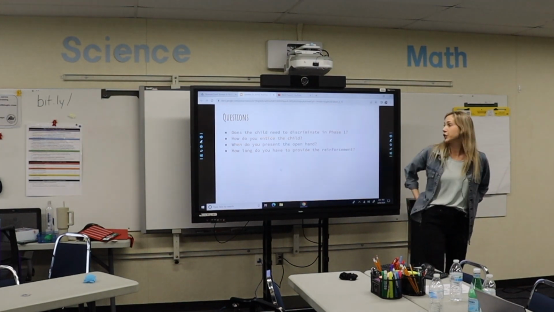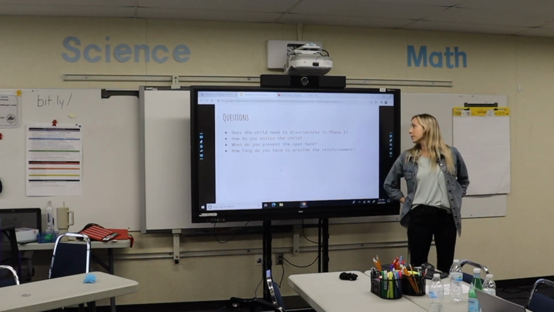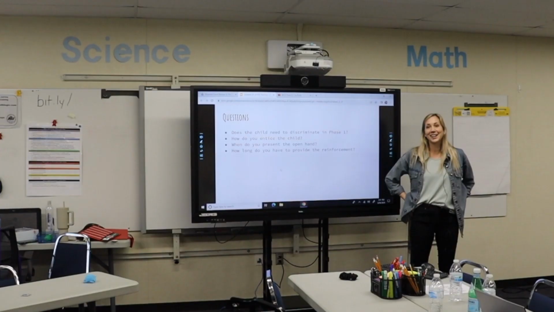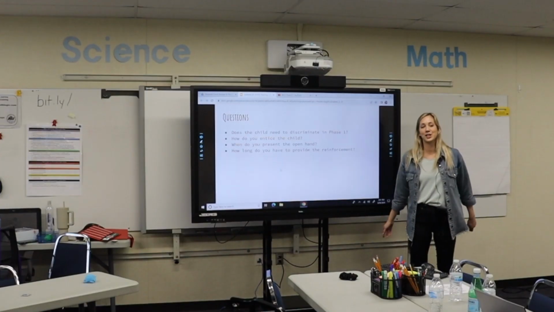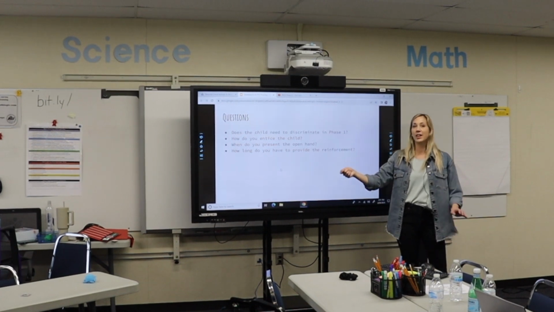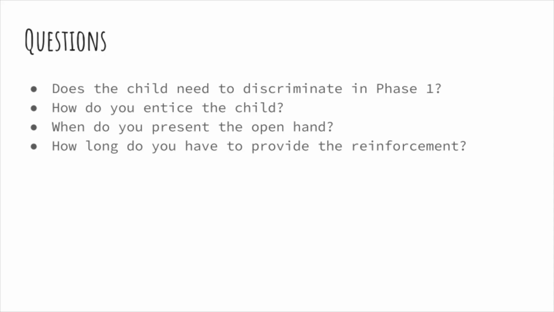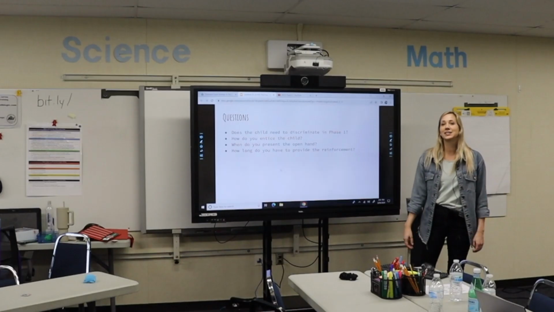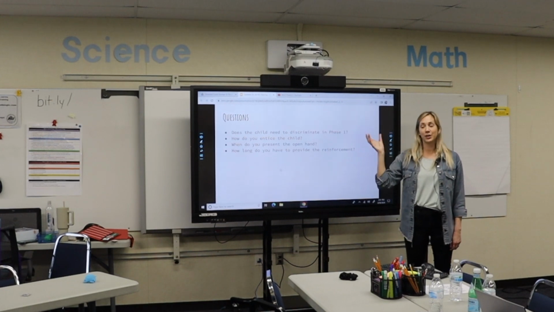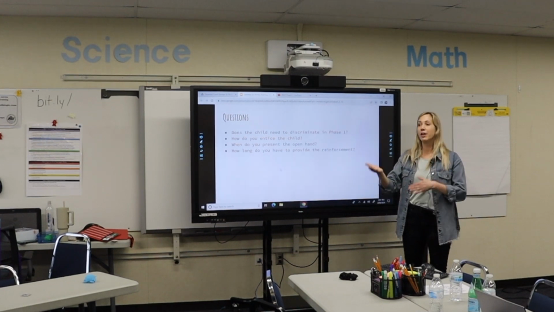Okay, so some quick questions. Do you think a child needs to discriminate in phase 1? The answer is no. We're just teaching them that if they give a communication partner an icon, then they're going to be given a reinforcer. How do you entice the child? Silently. Exactly, you're going to do it silently. If you have to do it verbally because you're only one person, then you're going to want to fade that prompt.